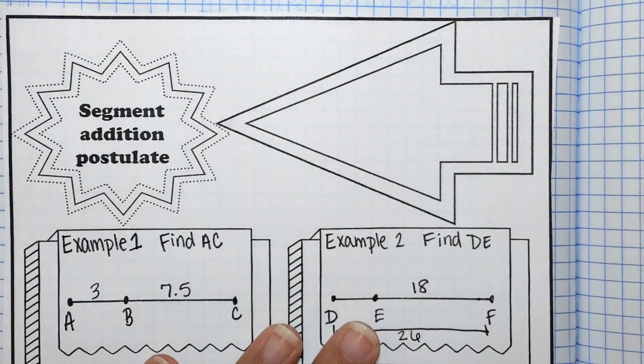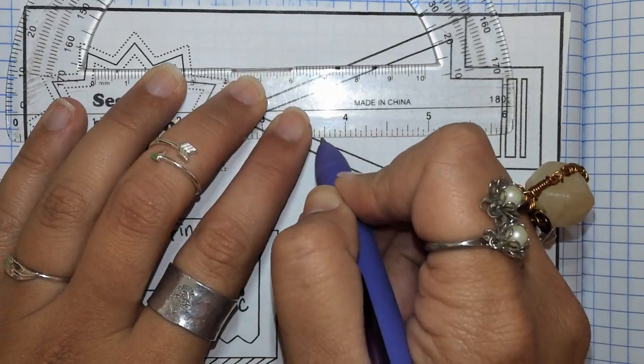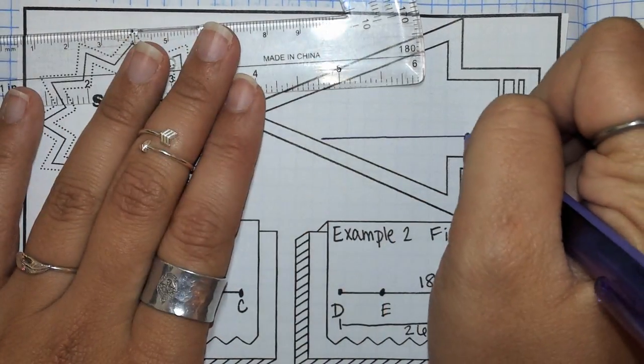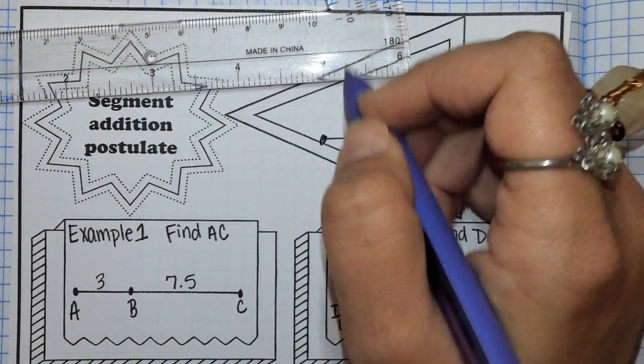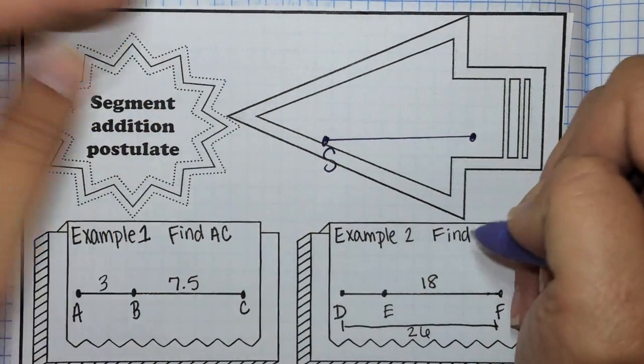So if I give you a segment, and I'm going to use the straight edge of a protractor or a ruler to make this segment, because I'm a real OG, and I'm going to call it S.